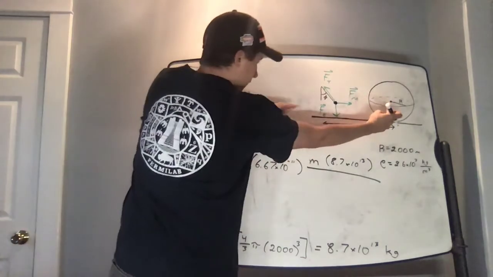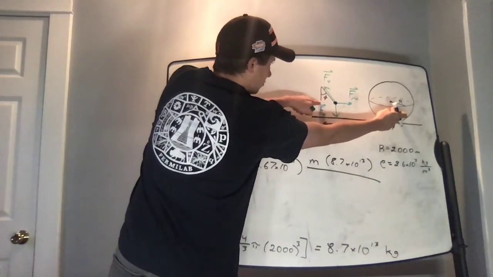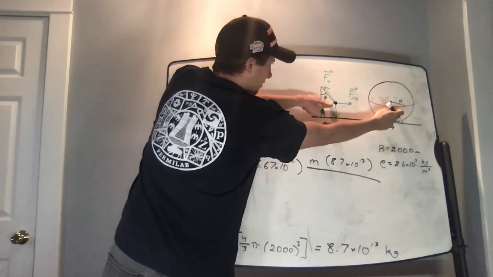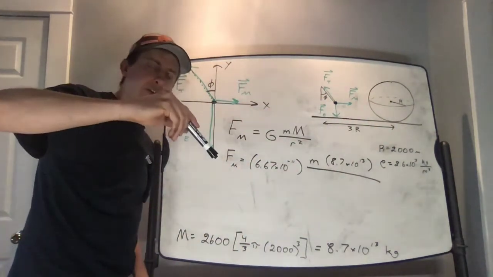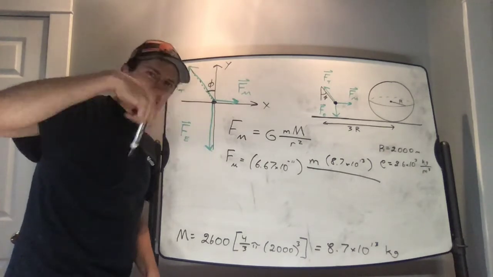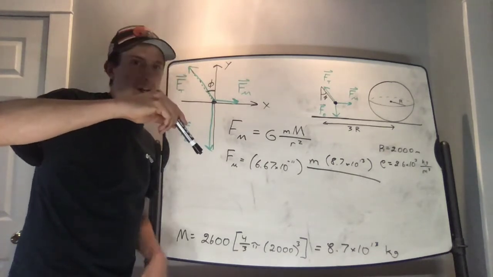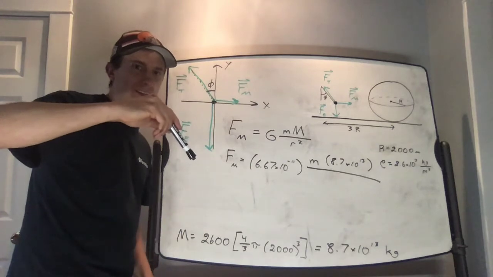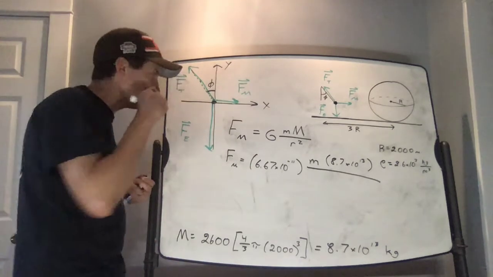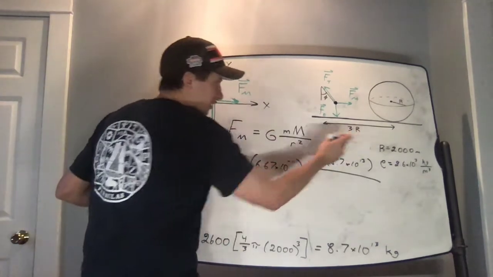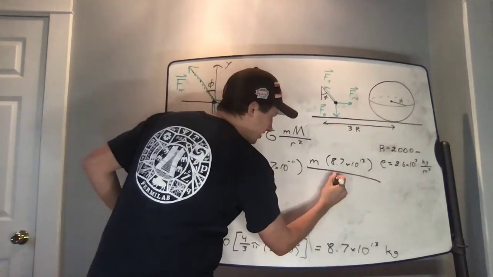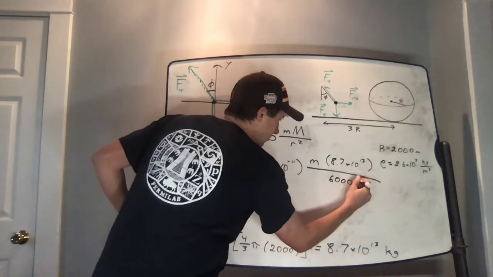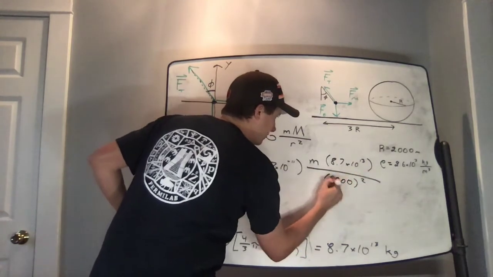Technically, if we say this is 6 kilometers, this will technically be a little bit less than 6 kilometers because the mass is shifted a little bit closer to the mountain. But this is so small compared to the 6 kilometer distance, we could just approximate 6 kilometers. So divided by 6 kilometers, that will be 3 times 2,000.